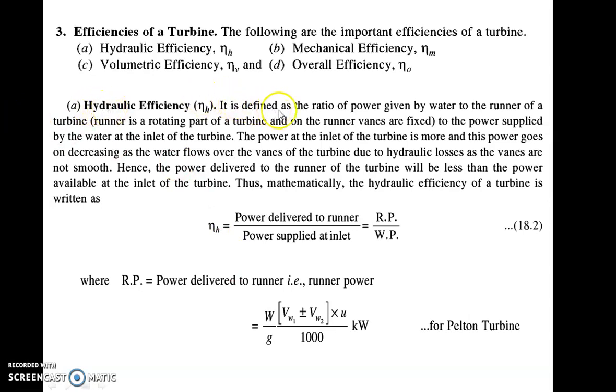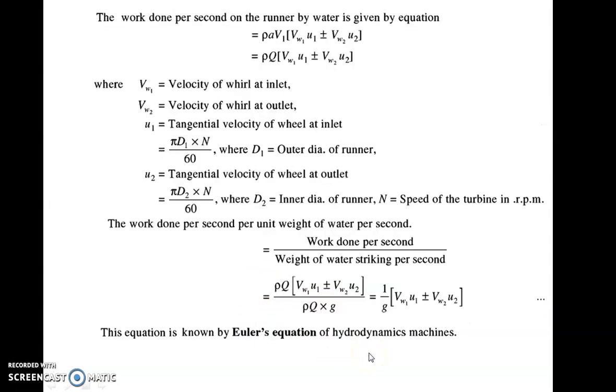Hydraulic efficiency is defined as the ratio of power given by the water to the runner of the turbine to the power supplied by the water at the inlet of the turbine. Hydraulic efficiency is given by runner power upon water power. Runner power, you know well, is given by rho Q into (VW1 plus minus VW2) into U. This W by G is nothing but rho Q, that is m dot, the mass flow rate. It is this famous formula obtained from the impulse momentum principle. Next, work done per second on the runner, as I have told you, is rho Q into (VW1 U1 plus minus VW2 U2).